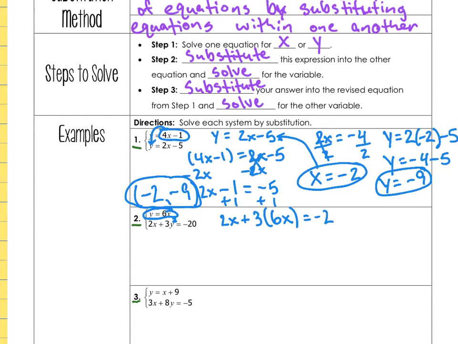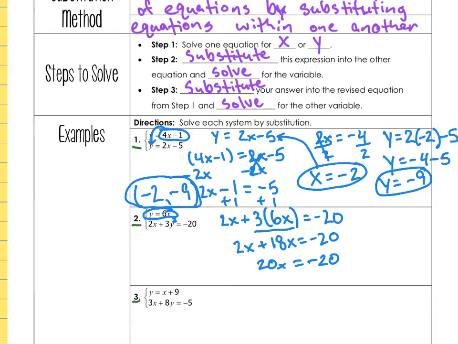And I'm going to have to multiply this out. So I get 2x plus 3 times 6, that's 18x, equals negative 20. I don't want to forget that negative 20. Now we're going to combine like terms and see that 2x plus 18x is equal to 20x. 20x is still equal to negative 20.